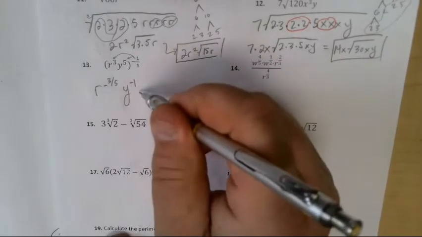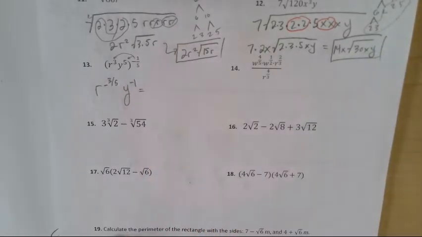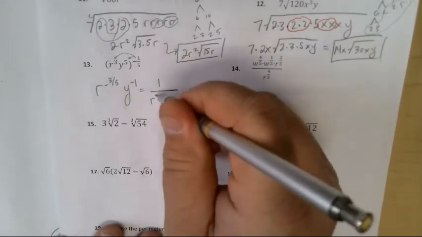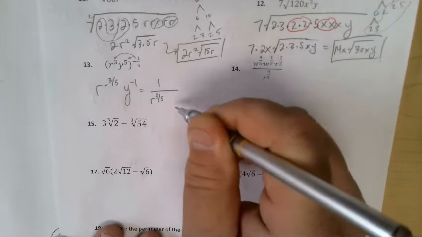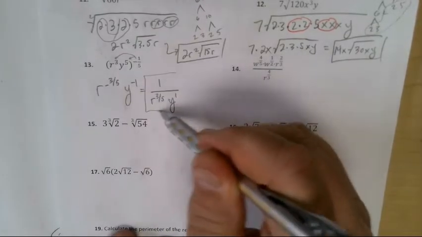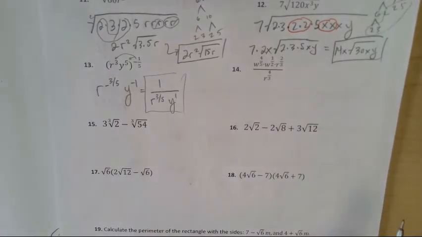So that's already done now, but I can't have negative exponents. But negative exponents, I just throw them underneath the 1. So this is r to the power of positive 3/5 and y to the power of 1. And that's it. No more negative exponents. The operations are done. That's as simple as I get.